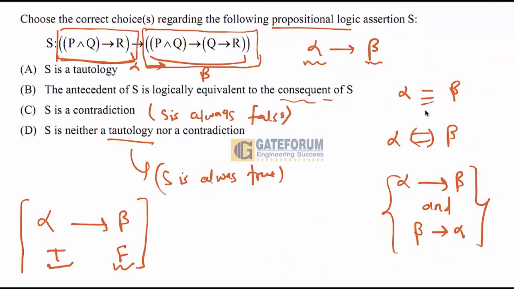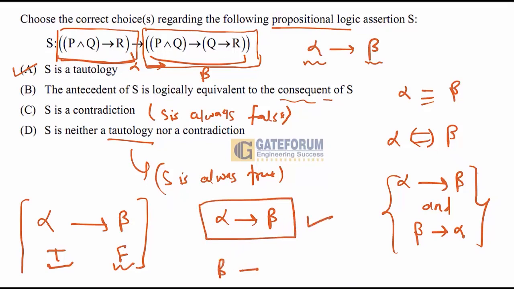right? So let's check the options. S is a tautology. Yes, option A is correct. But option B is saying that the antecedent of S is logically equivalent to the consequent of S. So I have checked that alpha imply beta is happening. Basically this is true. But I also need to check whether beta imply alpha is also there. Right? Then only I can comment about B. So if I am able to check that this is also a tautology, then I will say B is also true. Otherwise, I will say that B is not true, right?